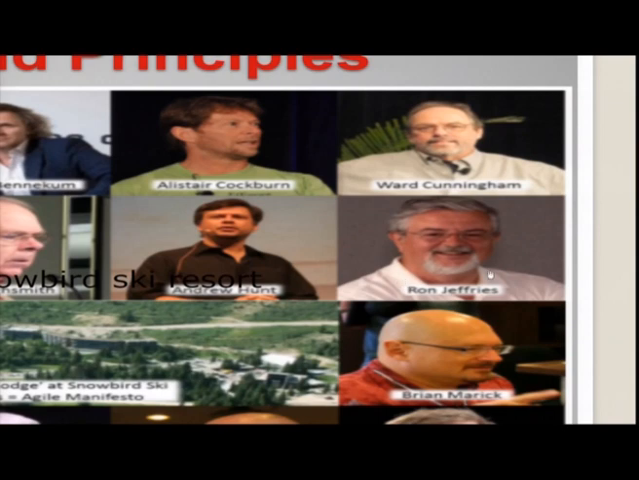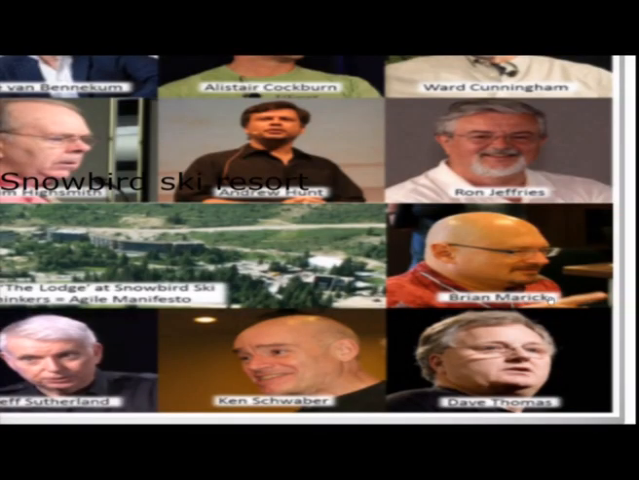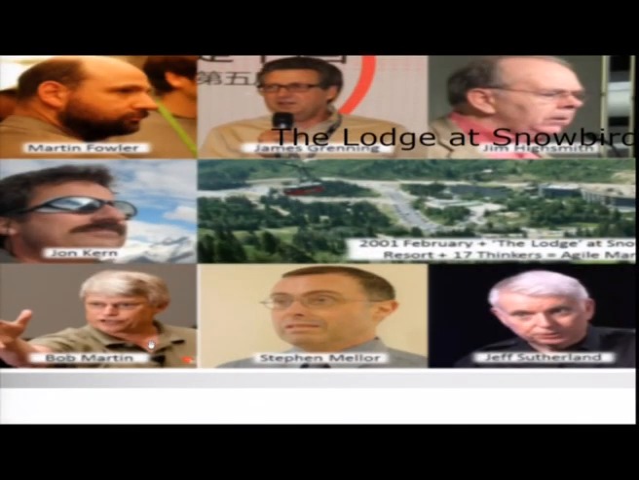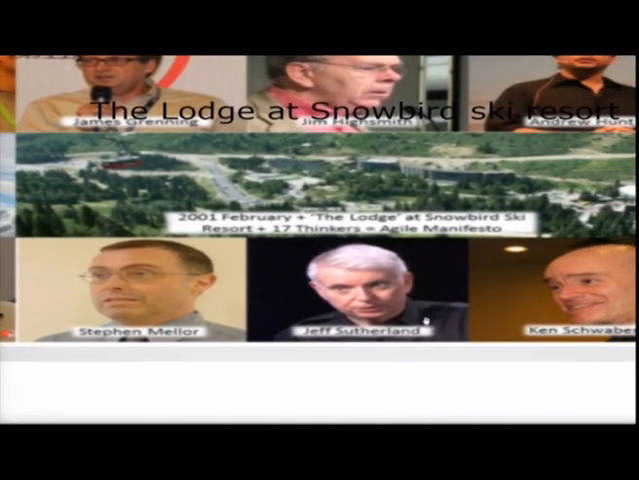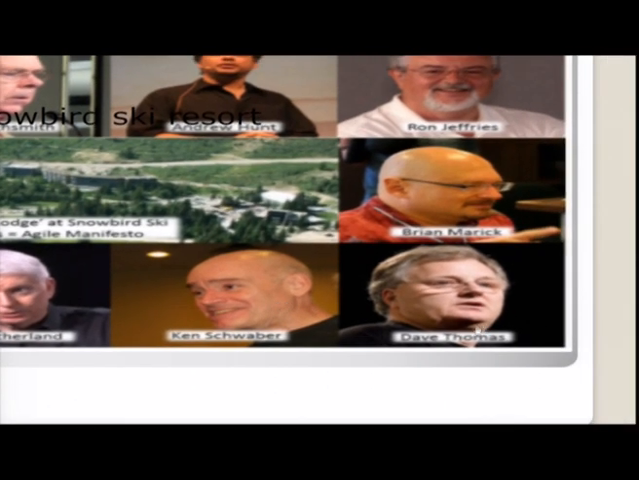Tenth, Ron Jeffries. Eleventh, Jon Kern. Twelfth, Brian Marick. Thirteenth, Robert Martin. Fourteenth, Steve Mellor. Fifteenth, Jeff Sutherland. Sixteenth, Ken Schwaber. Seventeenth, Dave Thomas. These are the 17 people who are responsible for formulating this Agile Manifesto as well as the 12 core Agile principles. Apart from this, they have written many different research articles on Agile methodology.